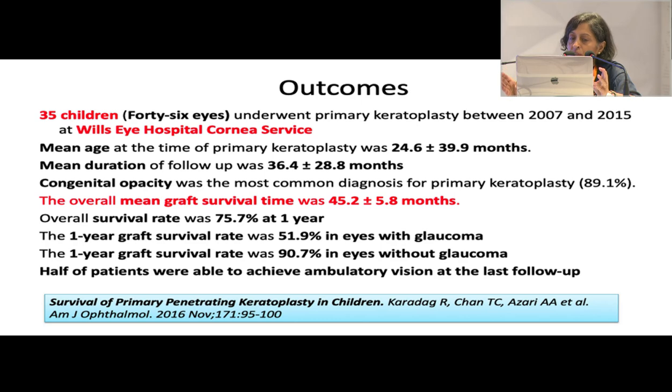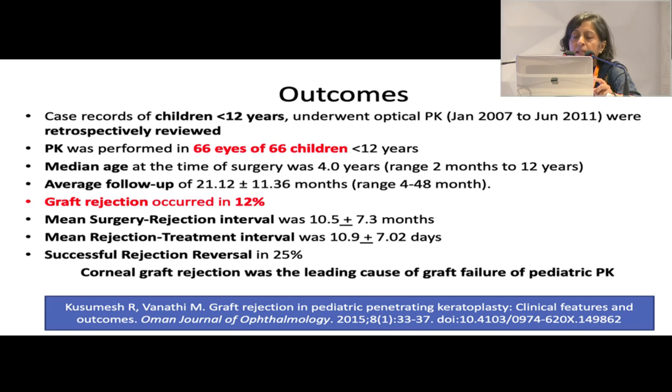So if they have associated glaucoma, the prognosis changes, and we need to have the glaucoma team on board straight away. And the ones who don't have glaucoma have a better survival. The overall survival rate was 75% at a year. Now, looking at a study from our center, half of the patients were able to achieve ambulatory vision. Looking at a publication from our center by Vanati and her team, in this case also there was very good follow-up, a reasonable number of cases, but graft rejection occurred in 12%.